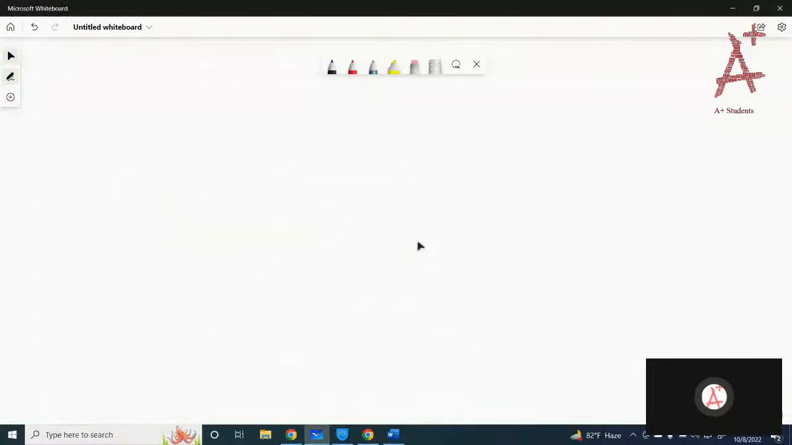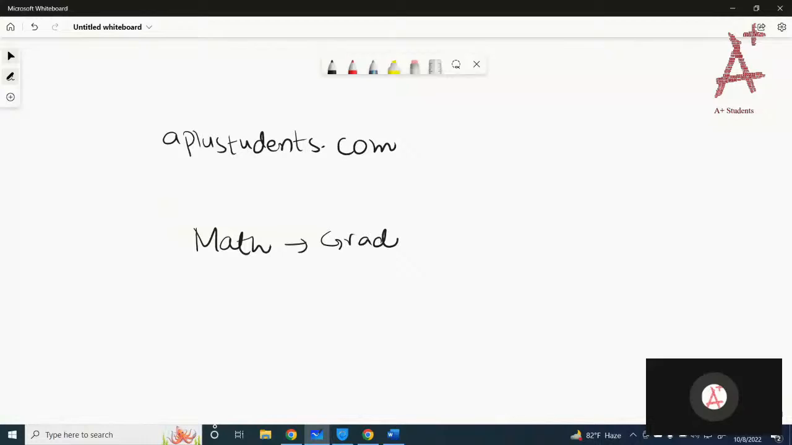So we're going to start with grade 10 maths. You can find all the lessons on aplusstudents.com. You have to log in there using your email address and password as provided by the administrator. Then select math from the subject, scroll down to grade 10 maths, then click on view all lessons.